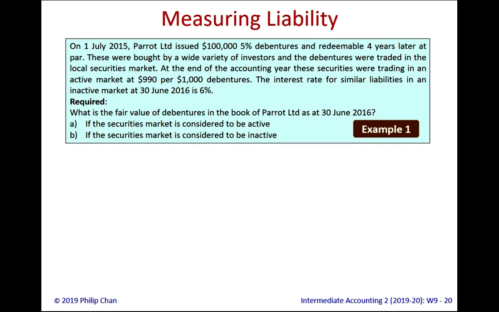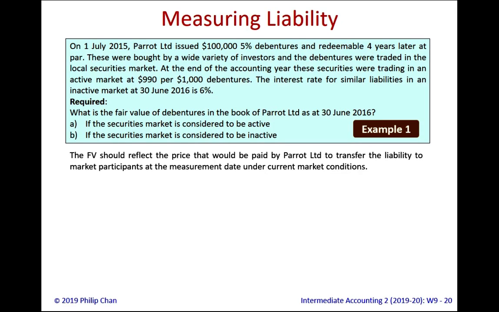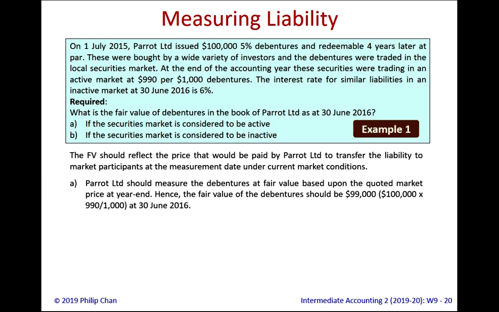Well, when the market is active, obviously the best way to measure the debenture must be based on the market price, which is $990 per 1,000 debentures. So in this case, we will measure fair value based on the market price. The company shall measure the debenture at fair value based upon the quoted market price at the year end. That means we would take 100,000 divided by 1,000 first, and then multiply by 990. So 99,000 would then be the fair value of the debenture in the active market.